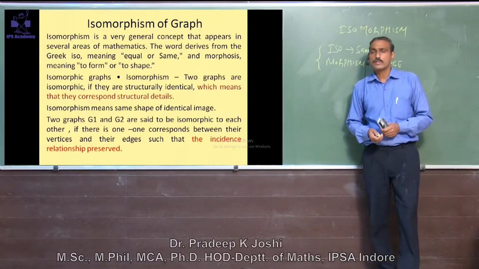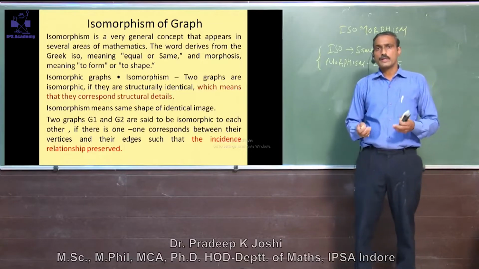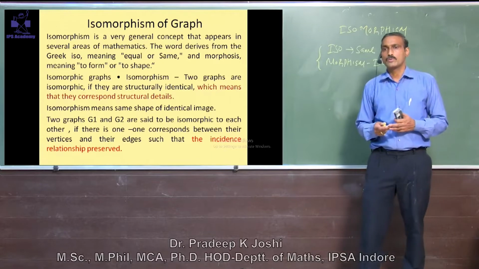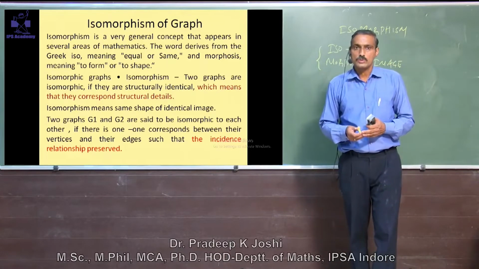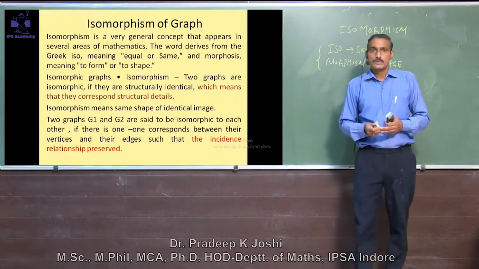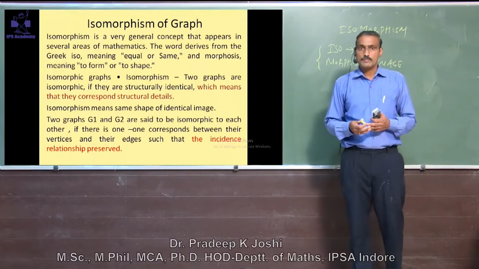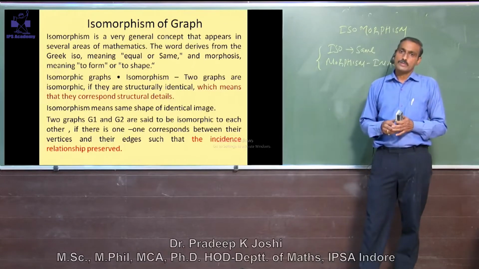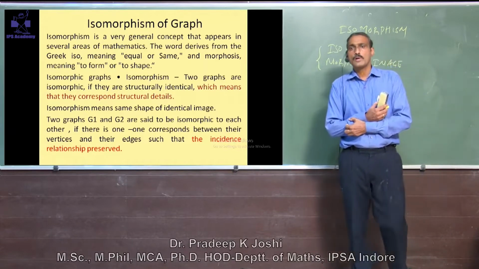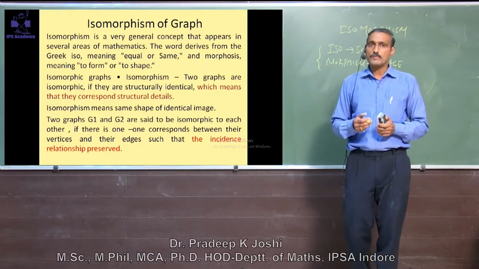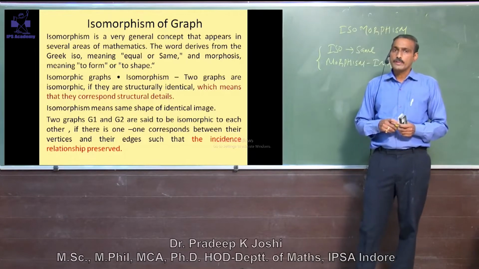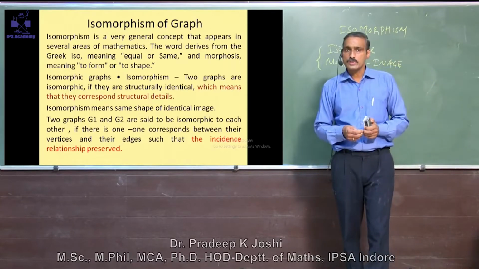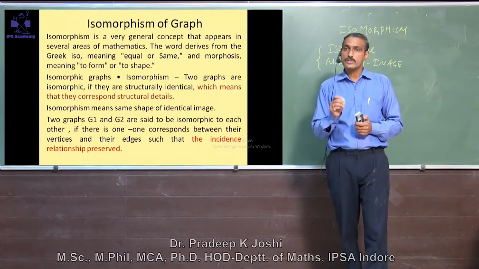Isomorphism is a very general concept that appears in several areas of mathematics. We have already discussed isomorphism in algebra, in group theory. In graphs, what is the definition of isomorphism? The word is derived from the Greek iso, meaning equal or same, and morphism, meaning form or shape. So two graphs are isomorphic if they are structurally identical, which means they have corresponding structural details. This is a very important point.